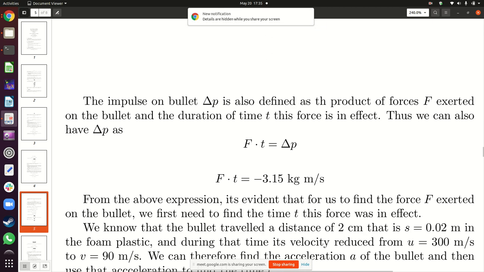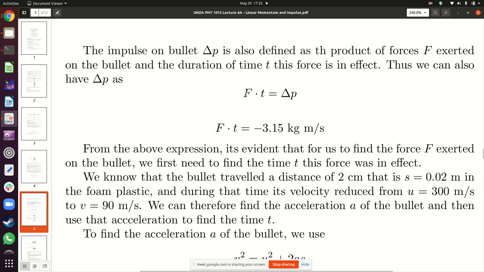By exploiting our impulse relationship, we know that the impulse is also equal to the resultant force, which is the force causing this bullet to slow down as it is passing through the plastic, multiplied by the time it takes the bullet to pass through the plastic. Because during this time the bullet is passing through the plastic, that is the only time this force is present. So you have the resultant force multiplied by the time it takes the bullet to pass through the plastic.